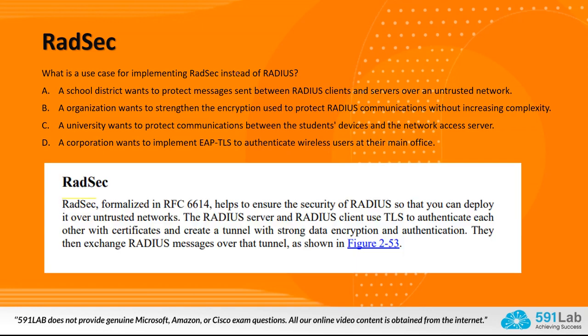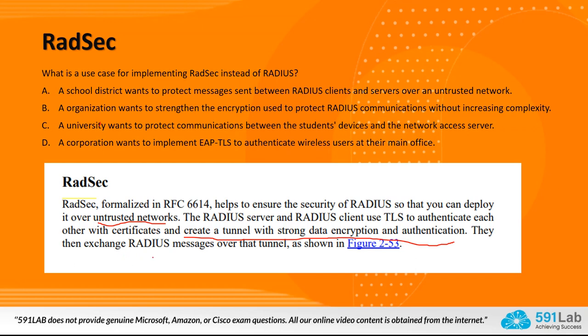So let's get into what RadSec is. RadSec helps to ensure the security of RADIUS so that you can deploy it over an untrusted network. The RADIUS server and RADIUS clients use TLS to authenticate each other with certificates and create a tunnel with strong data encryption and authentication. They then exchange RADIUS messages over that tunnel.